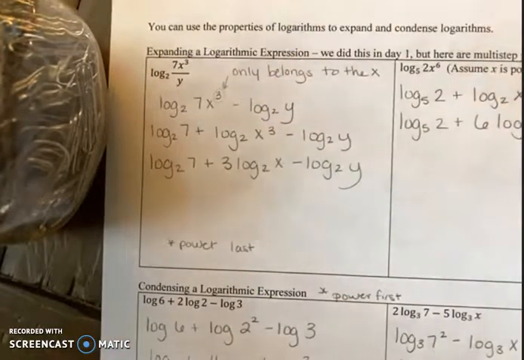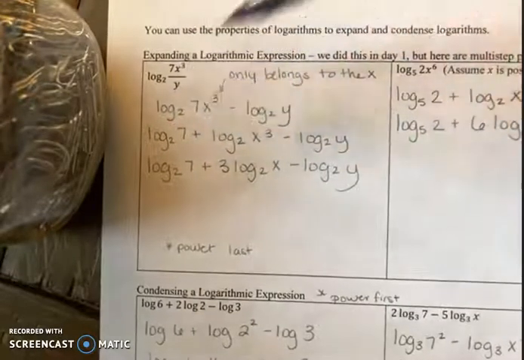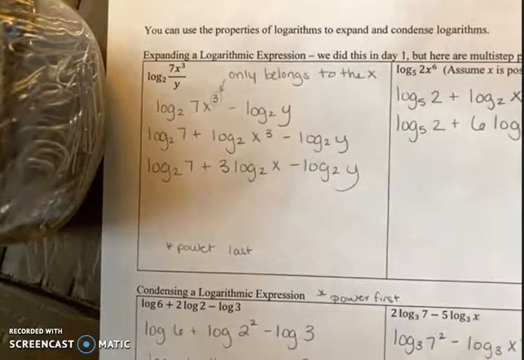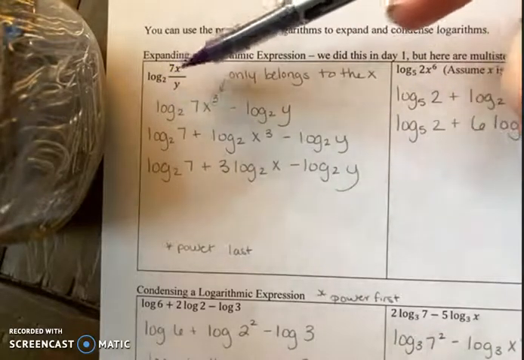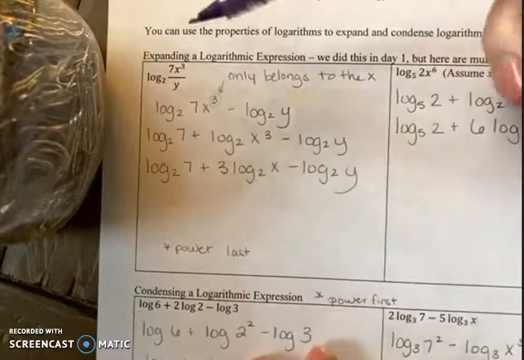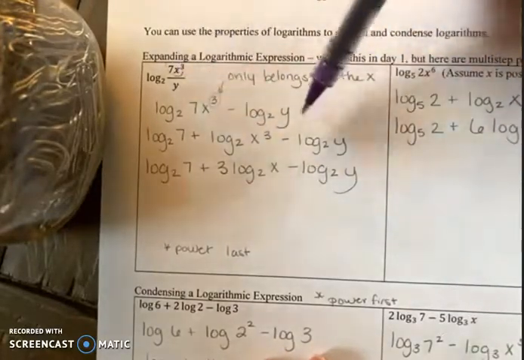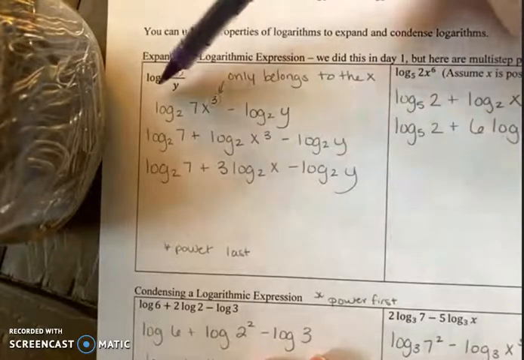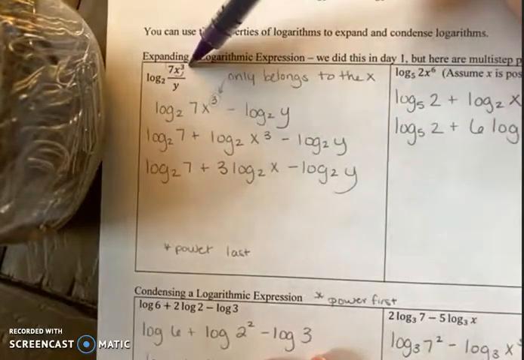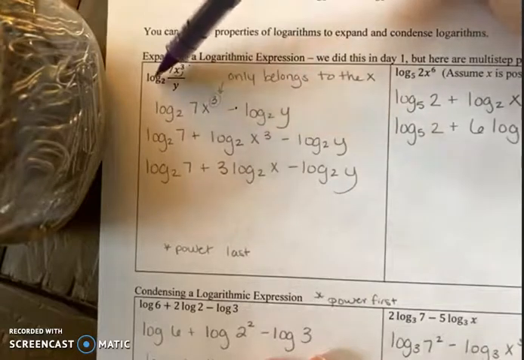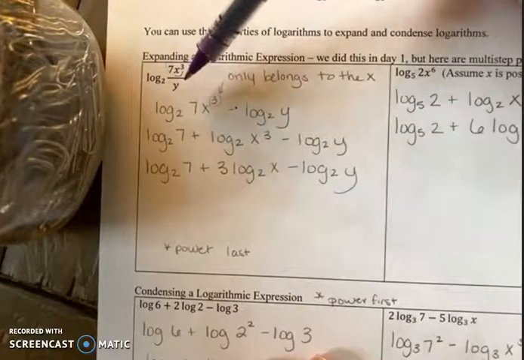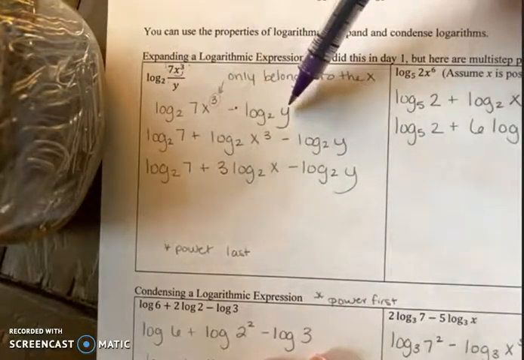We have a quotient in this first example. And whenever we have a quotient, we're going to use the quotient property, which says that in order to break this apart, we need to subtract. We need to put our numerator first and our denominator second. So you see I wrote log base 2 of the numerator minus log base 2 of the denominator, which I wrote here.